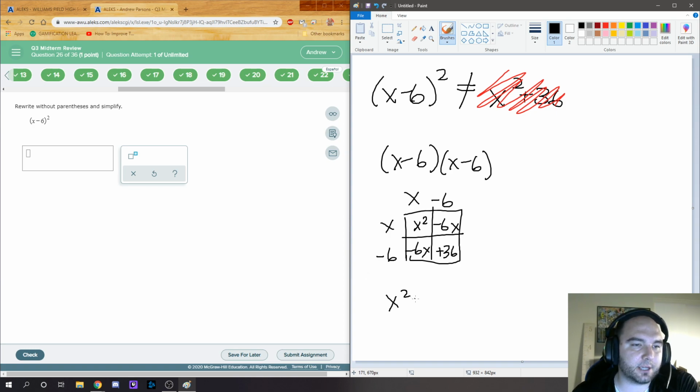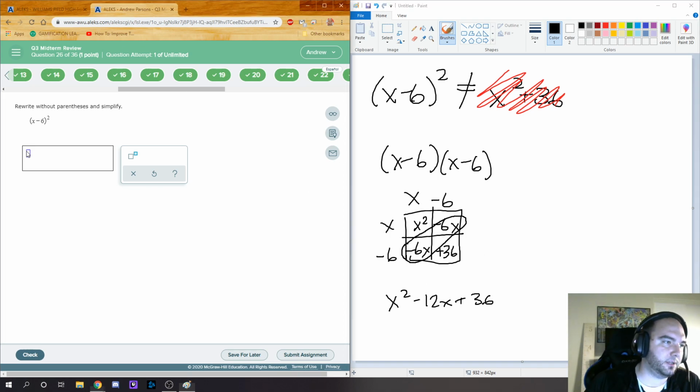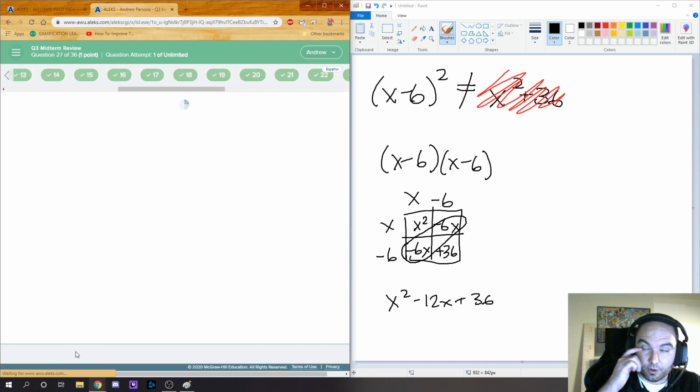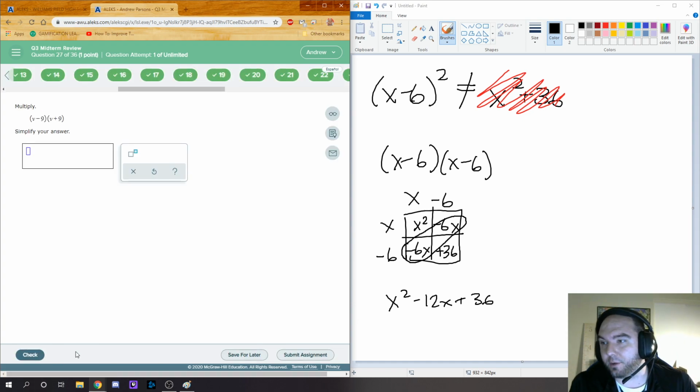Your final answer is x squared minus 12x plus 36. Yes, negative 6x and negative 6x do not cancel out. They'd have to be opposites, so they combine together to make twice as much. x squared, 12x, 36. That's a special product. Ooh, sorry, I'm quotationing too far away. Special product. I'm like quotationing over here like 3 feet off the screen.